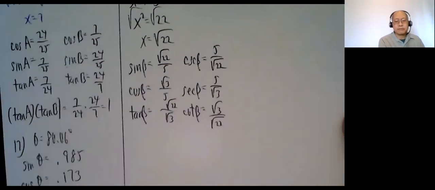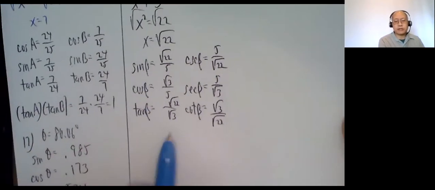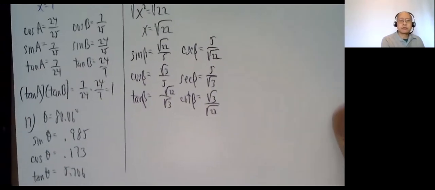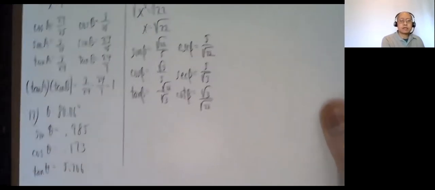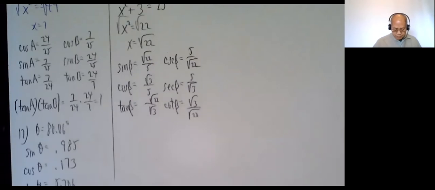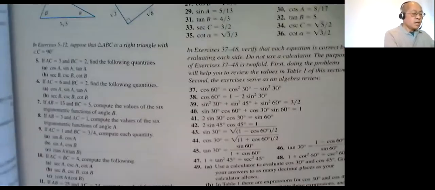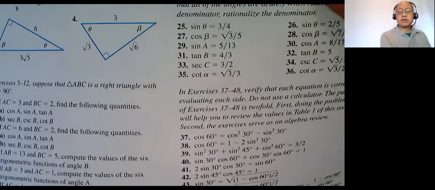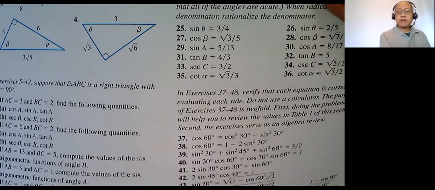If we need to rationalize the denominator, I'll tell you when. But to me, it's kind of pointless. You end up writing more stuff unnecessarily, in my opinion. So that's how you do that type of problem. And I'll show you maybe one more with one of the reciprocal functions. So 25 through 35 are all like that.